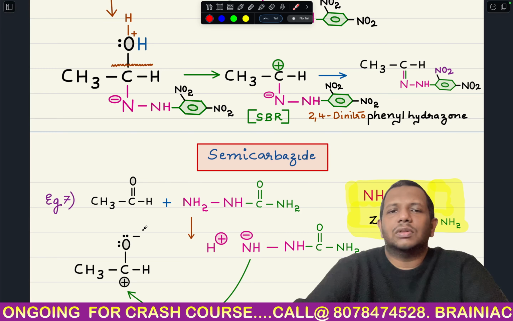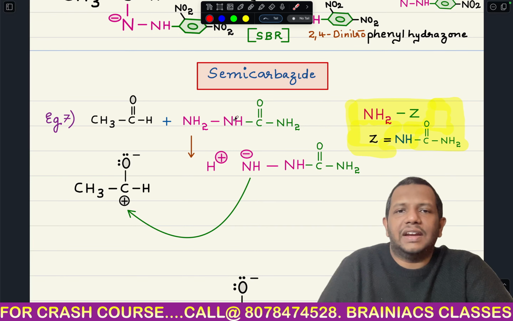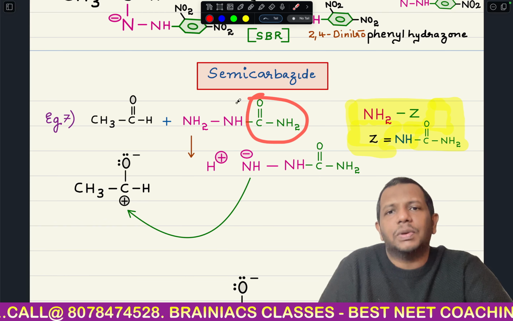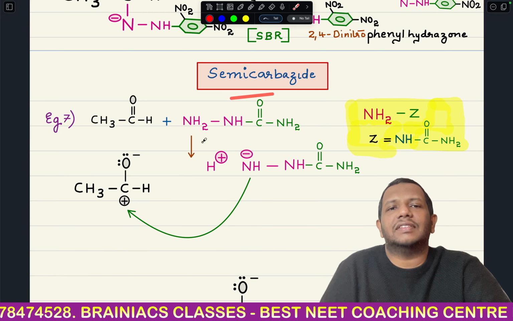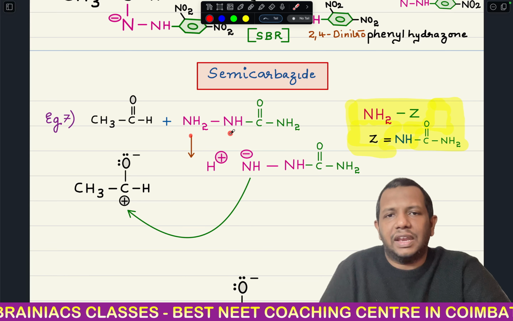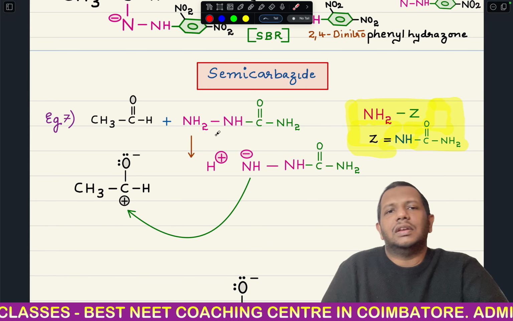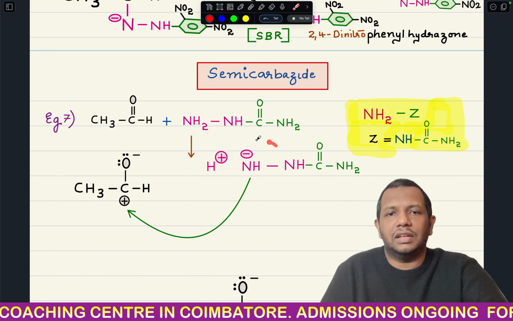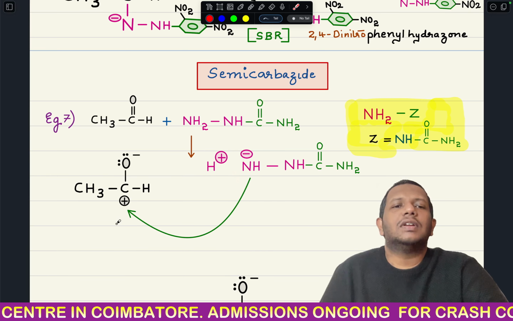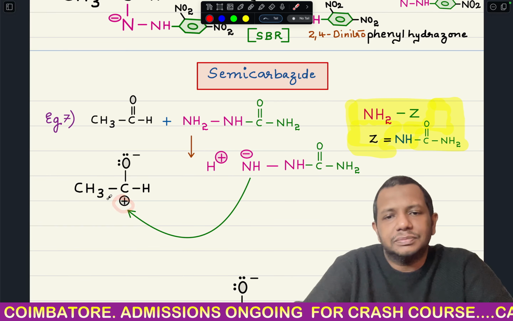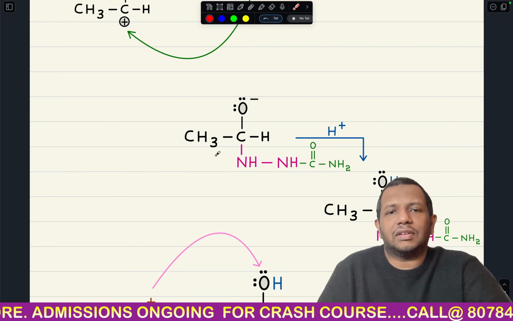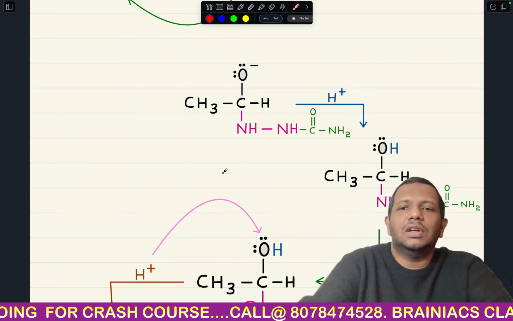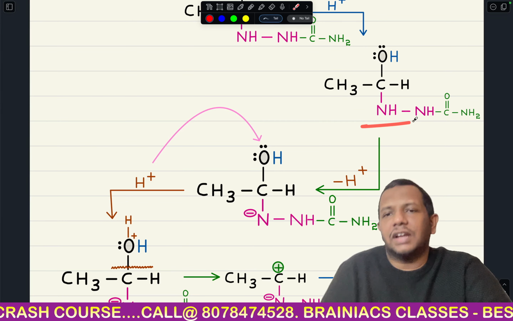That's it. Now the last one. What is the difference, sir? From hydrazine, one H is replaced with an amide group, and that is called semicarbazide. Semicarbazide is NH2, NHCO, NH2. Again from this one, H plus is liberated and NH minus is formed, so again this is a very bulky nucleophile. This will come and attack the positively charged carbon, so you get a tetrahedral intermediate like this. Again H plus will come and attack the negative charge, so you get a nucleophilic addition product like this.